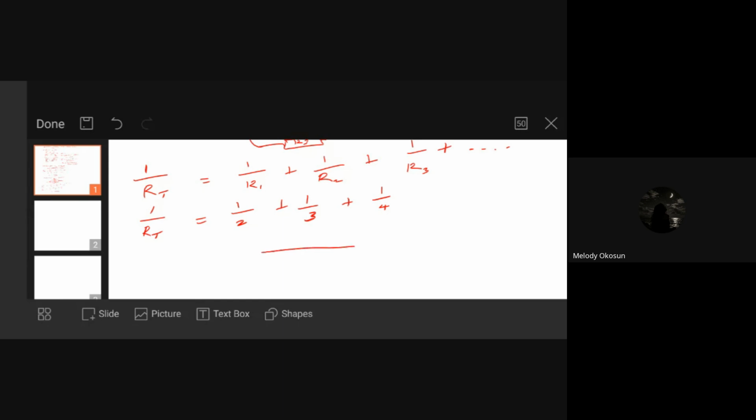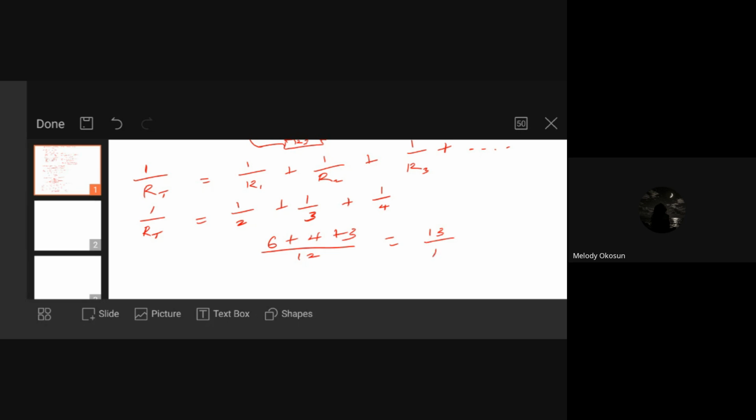The LCM of the denominators will give me 12. 12 divided by 2 gives me 6, and 6 multiplied by 1 also gives me 6. 12 divided by 3 gives me 4, and 4 multiplied by 1 gives me 4. 12 divided by 4 gives me 3, and 3 multiplied by 1 gives me back 3. So if I add up everything here, 6 plus 4 is 10, plus 3, that will give me 13 over 12.